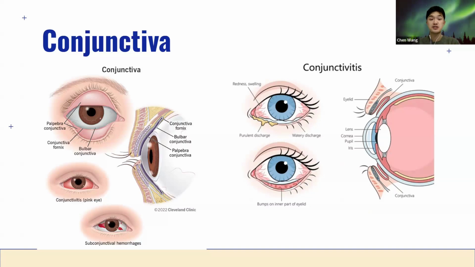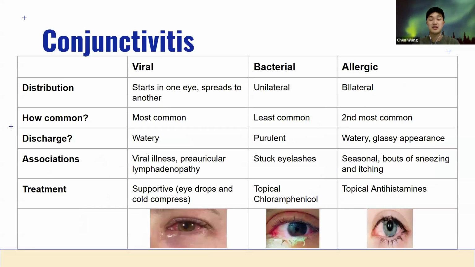So the next few conditions relate to the conjunctiva. Just a little bit about what the conjunctiva is. It is a thin, clear mucous membrane that lines the inside of the eyelids and covers the sclera up to the edge of the cornea itself. And it has some important roles in protection of the eye and lubrication as well. So there are three main types of conjunctivitis. There's viral, bacterial, and allergic.